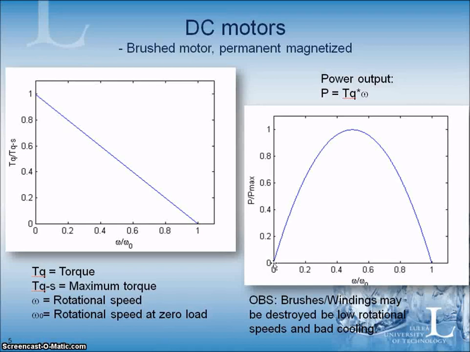This, however, doesn't mean that we don't have any power that goes through the motor. Since we are consuming energy in the motor but it doesn't rotate and we don't have any power output, everything will go in the form of heat. And brushes and windings may be destroyed at low rotational speed because of bad cooling.